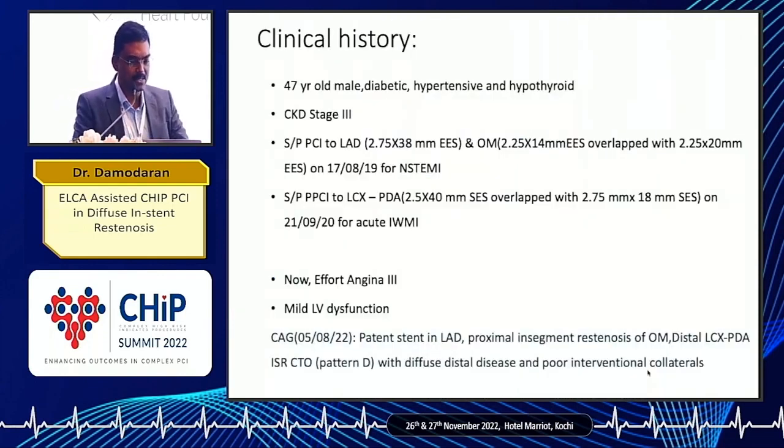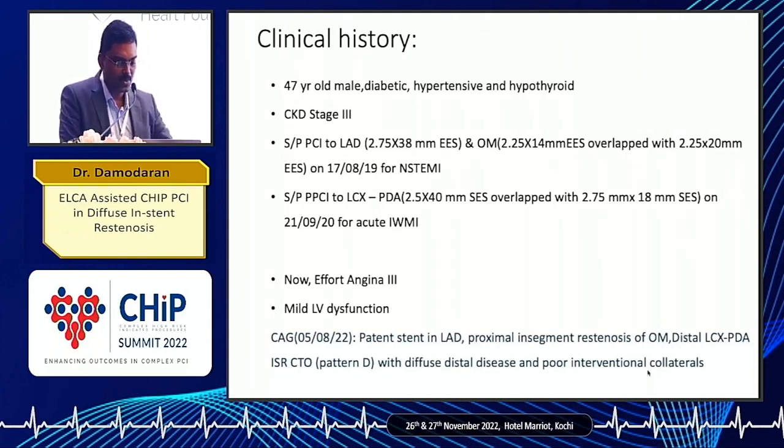We go to the clinical history. This is a 47-year-old male with a couple of comorbidities, CKD stage 3. He underwent PCI to LAD as well as OM with 2 overlapping stents in 2019 for NSTEMI. He again underwent a primary PCI to LCX PDA, after the OM, due to acute inferior MI, and now presented with effort class 3 angina, mild LV dysfunction.